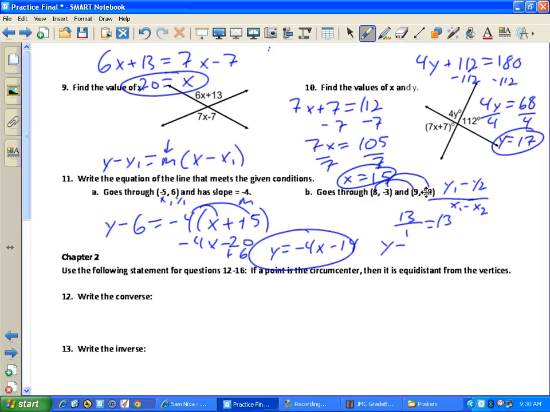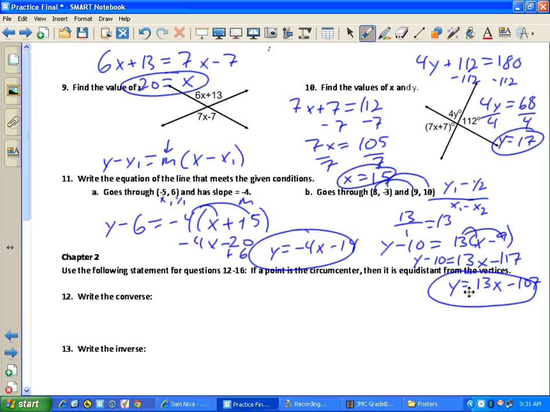Take y minus y1. It doesn't matter which one you choose. I'm going to choose this one. So y minus 10 equals my slope x minus 9. Distribute. Here we're going to get 117. Add the 10 over. And that's the equation of that line.